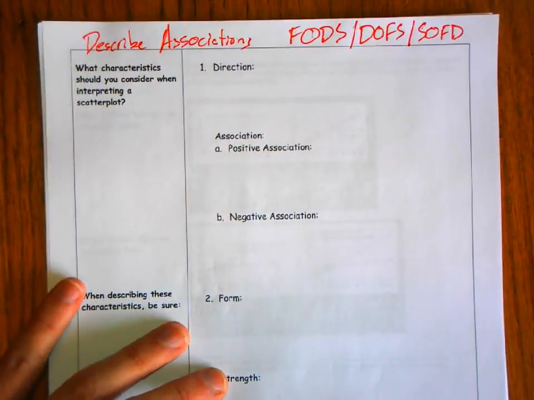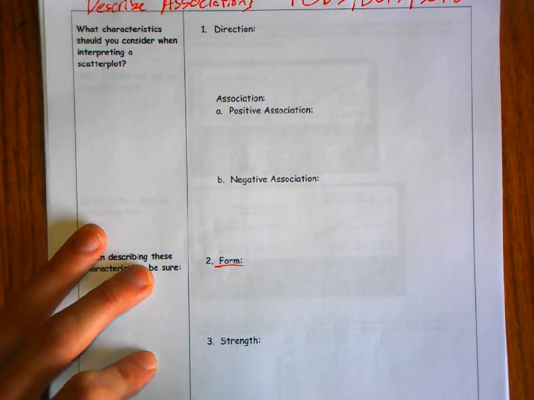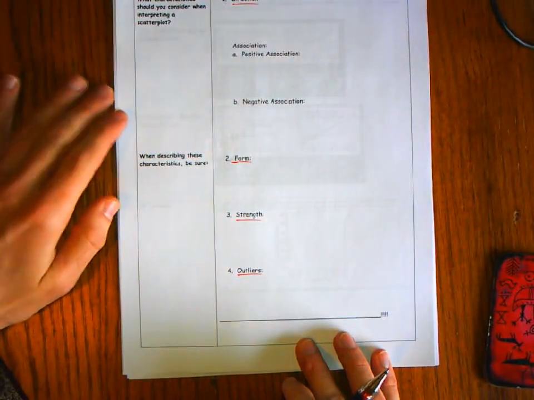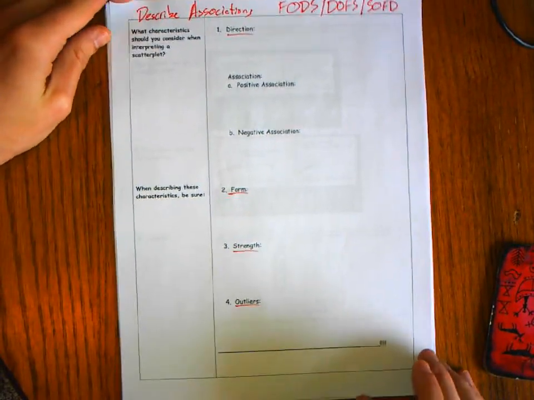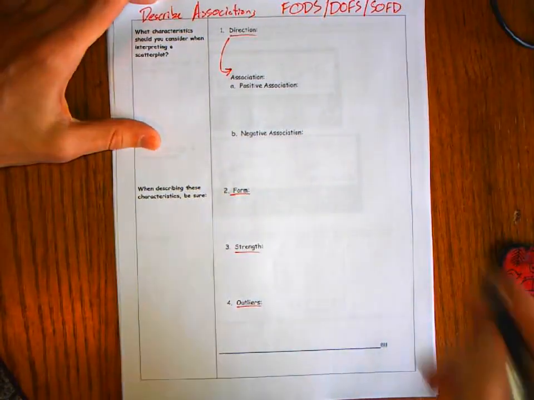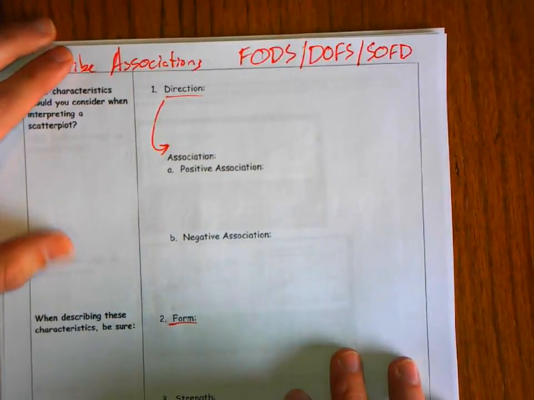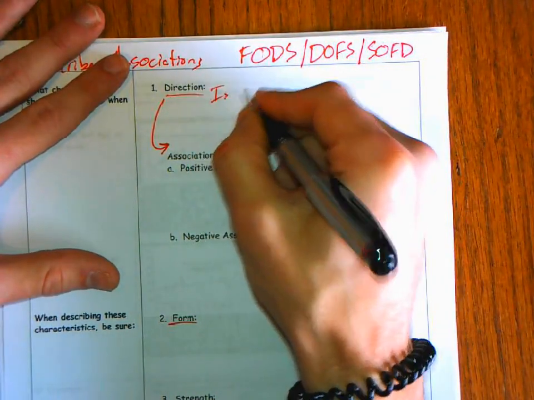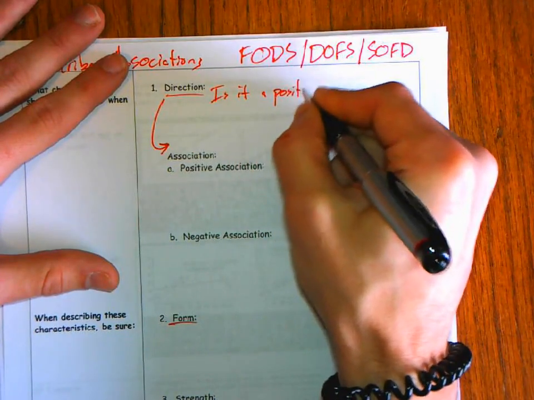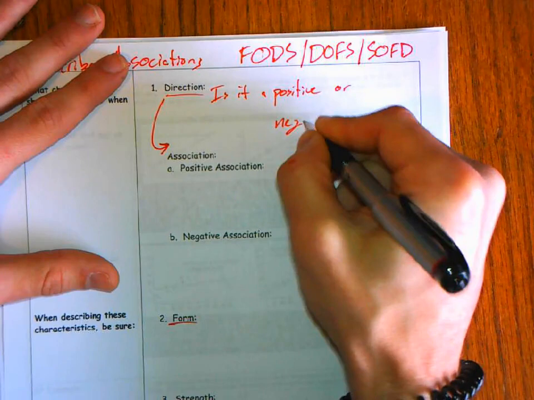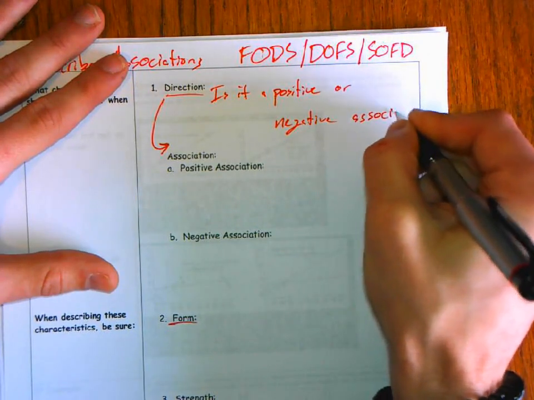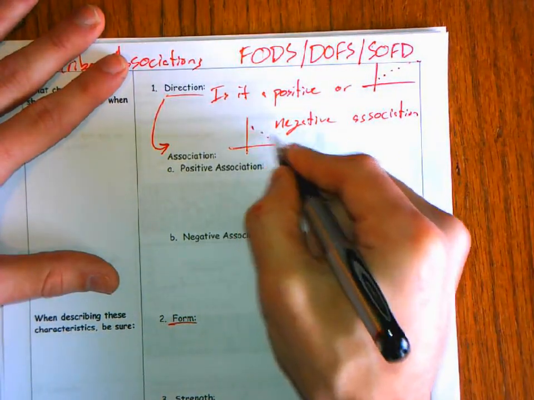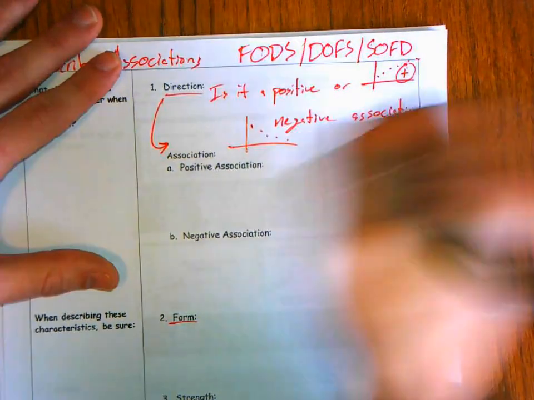What are these FODS? They are form, outliers, direction, and strength. Direction is a form of association here. So what is the direction? Is it going up or down? Is it a positive or negative association? Does it look like this, or does it look like this?